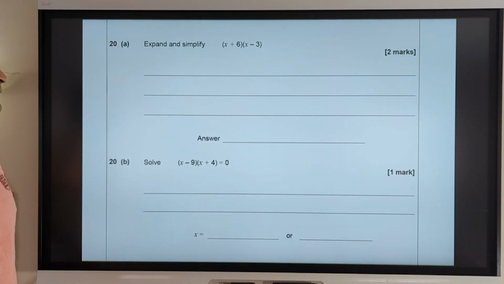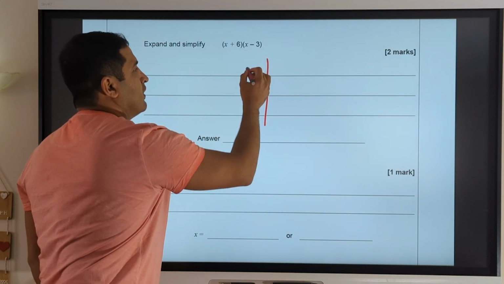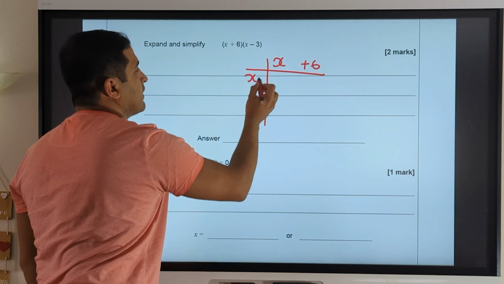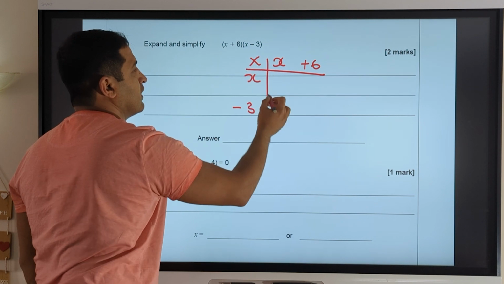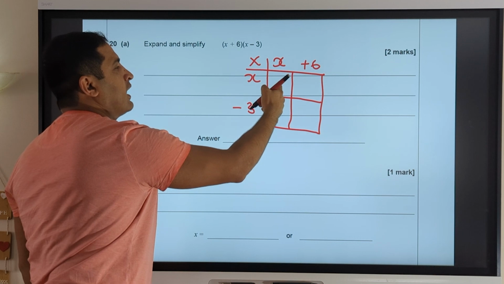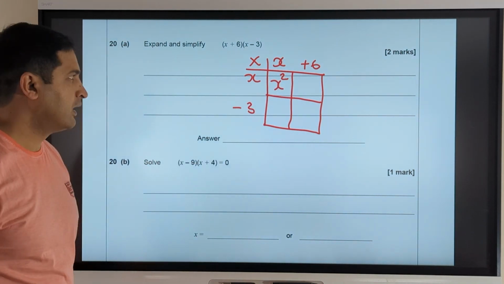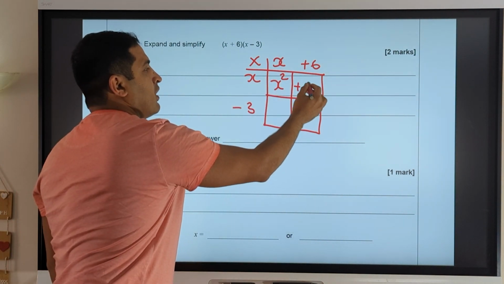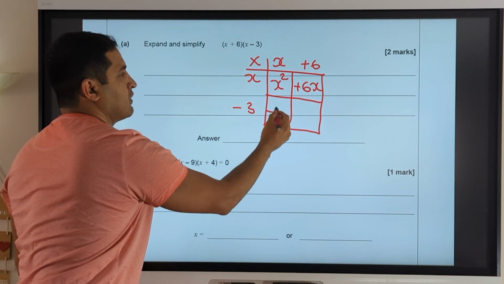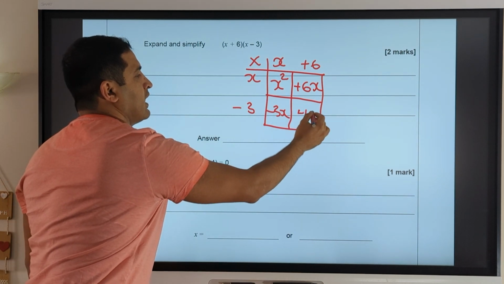Expand and simplify. So I would use the grid method to do this as well. We're multiplying x plus 6 with x minus 3. So I complete the grid. What would you get in here? x length, x height, that gives you x squared. And x times positive 6 is positive 6x. Negative 3 and x gives you negative 3x. Negative 3 and 6 gives you negative 18.